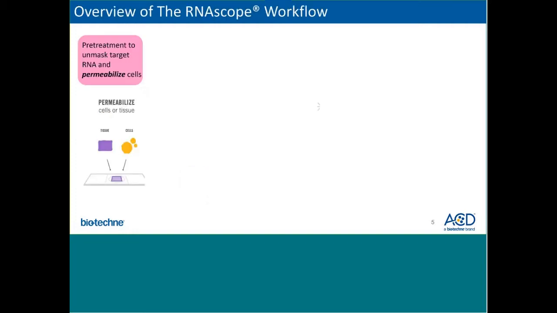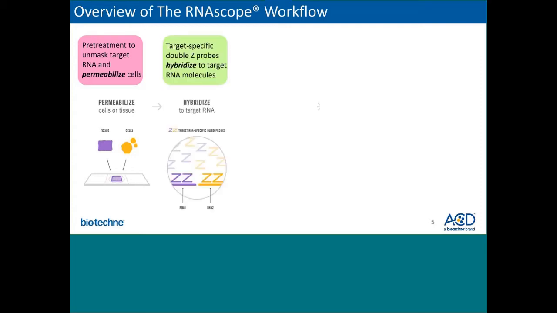Here is a brief overview of the RNAscope method. It is a slide-based assay intended for use on the same types of samples you would use on either IHC or immunofluorescence, including FFPE tissues, fresh or fixed frozen tissue sections or cells. The RNAscope methodology involves pre-treating the tissues or cells in order to unmask the target mRNA. With the target-specific double-Z probes, you will then hybridize to your target RNA using the oligonucleotide probe.